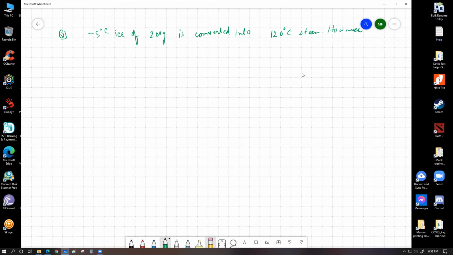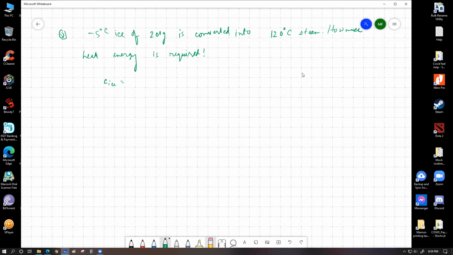How much heat energy is required? For you to be able to solve this problem, you need a lot of given data. So I'm writing all of this data.